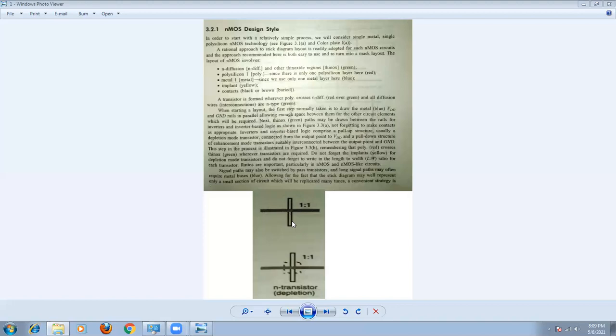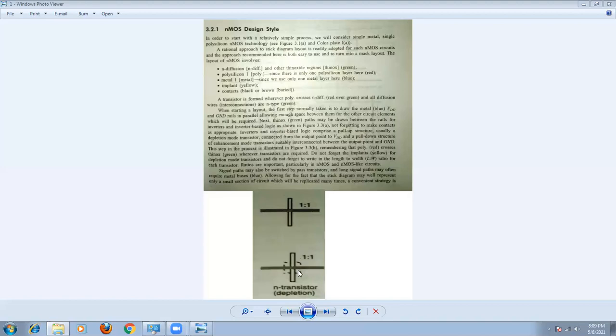Okay, so a transistor is formed. In the NMOS design style, or in NMOS technology, we have pull-up transistors, which are depletion mode transistors, and pull-down transistors, which are N-channel enhancement mode transistors. So there is a structure. In the NMOS design style or the CMOS design style, we have pull-up and pull-down transistors.